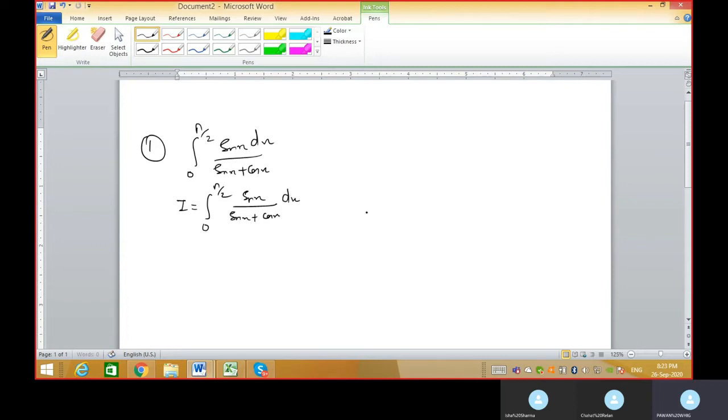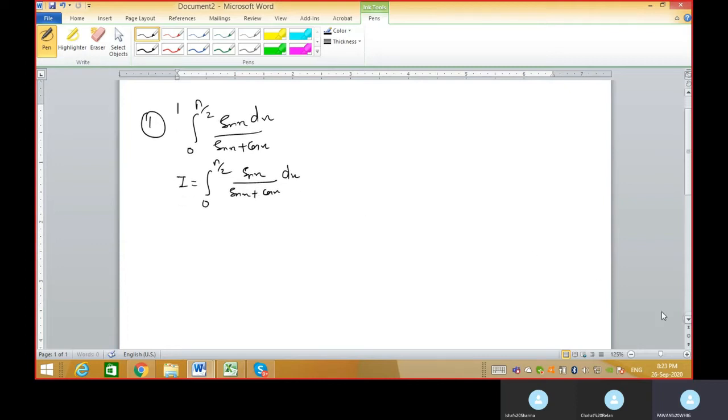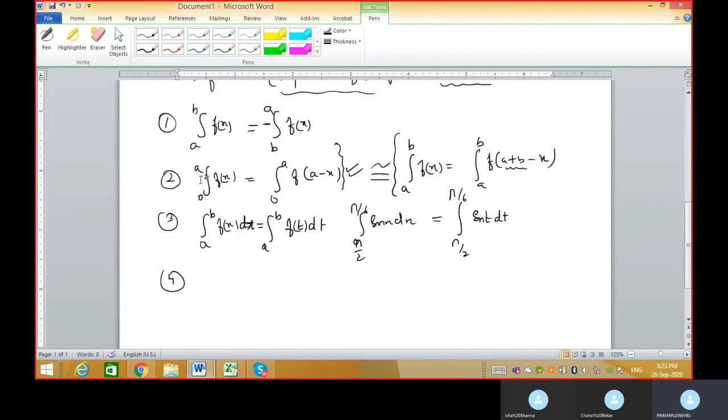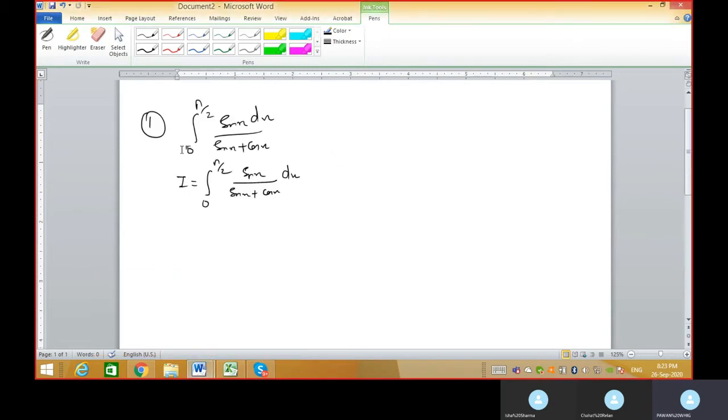Okay, now what you have to do is apply that property, this property: the integral from 0 to a of f(x) is equal to the integral from 0 to a of f(a minus x). For your understanding, I am writing it here: the integral from 0 to a of f(x) dx is equal to the integral from 0 to a of f(a minus x) dx.